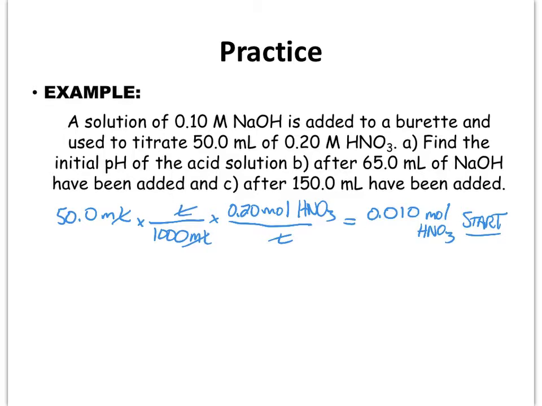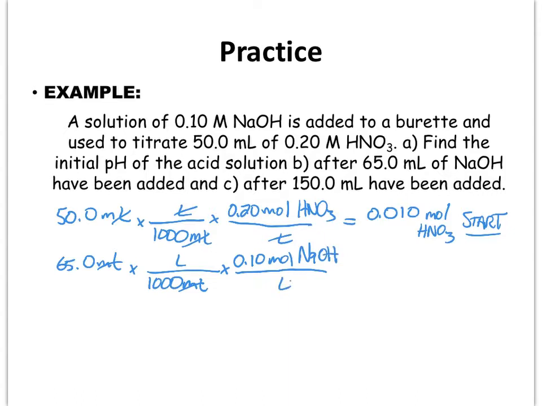So if I added 65 milliliters of NaOH, let's see how many moles of base I actually added here. There's 1,000 mils for every liter. Now that I'm in liters, I can use my concentration to figure out the moles. In this case, though, there's 0.10 moles of the sodium hydroxide for every liter. So I actually added 0.0065 moles of the NaOH.